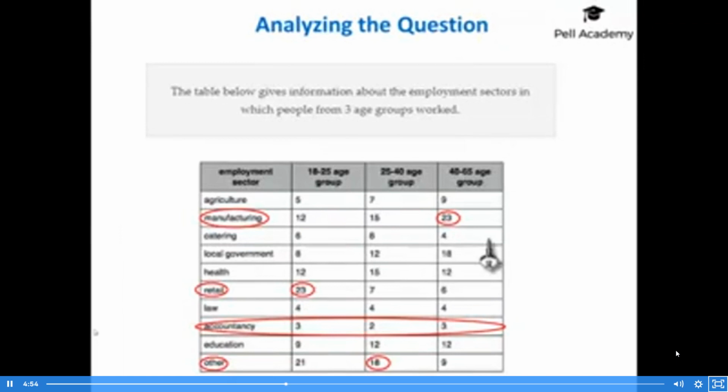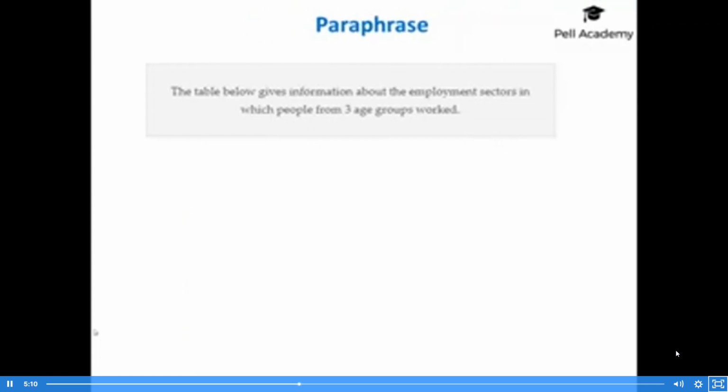If you analyse the question differently, that's fine, but I want you to continue with the way I analysed it so that the lesson makes more sense and we're all doing the same thing. Right, so you've analysed the question, the first thing you need to do is paraphrase. Again, I want you to pause the video and paraphrase this for me. Continue when you are ready.